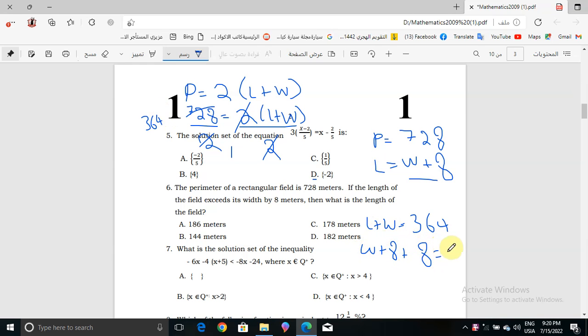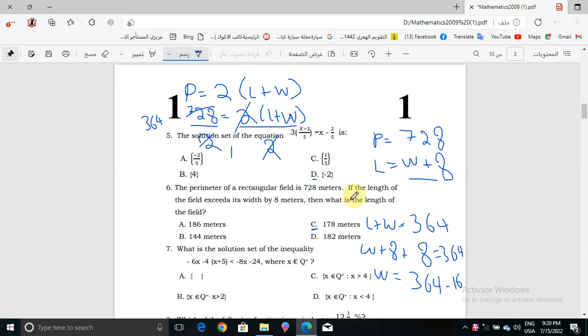8 is equal to 364. Then width is equal to 364 minus 16, because 8 plus 8 is equal to 16. Then the last answer, it will be 178, which means choice C.